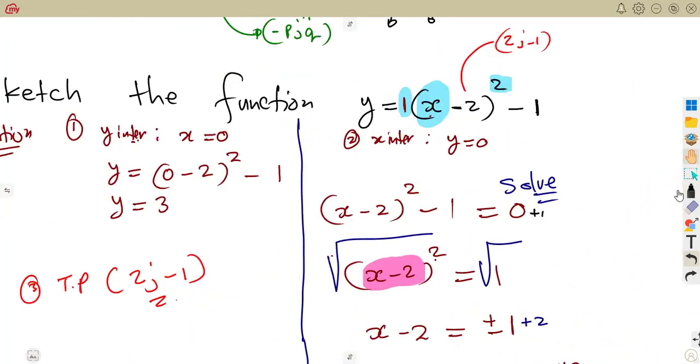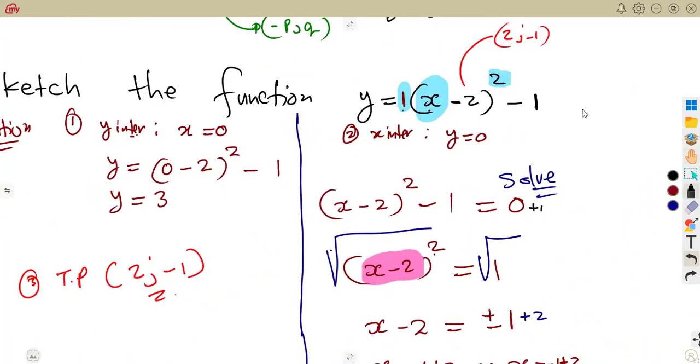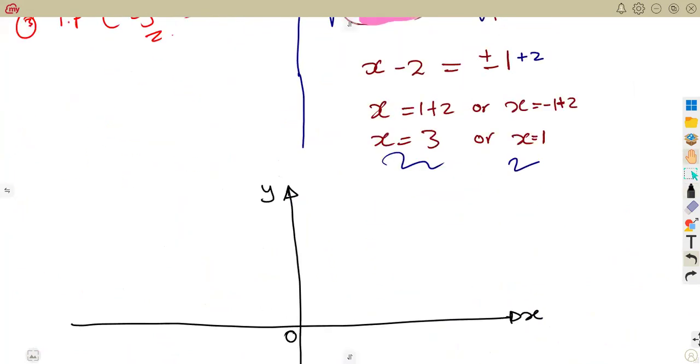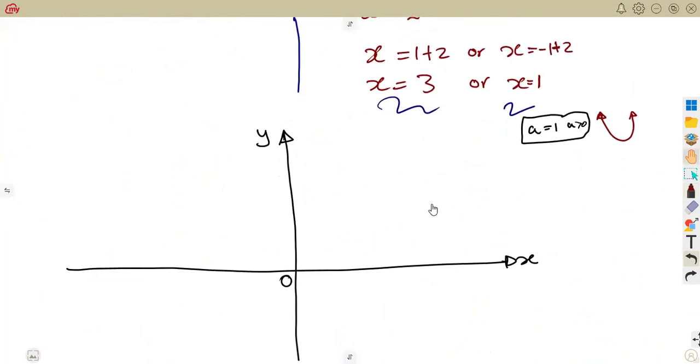So in this case, we have got our a as what? As 1. Our a is equal to 1. So if our a is equal to 1, that means we are talking about a value which is greater than 0. So you're going to have what? A smiley shape like this, which is concave up. Okay, that's about the shape. All right, guys, no problem.